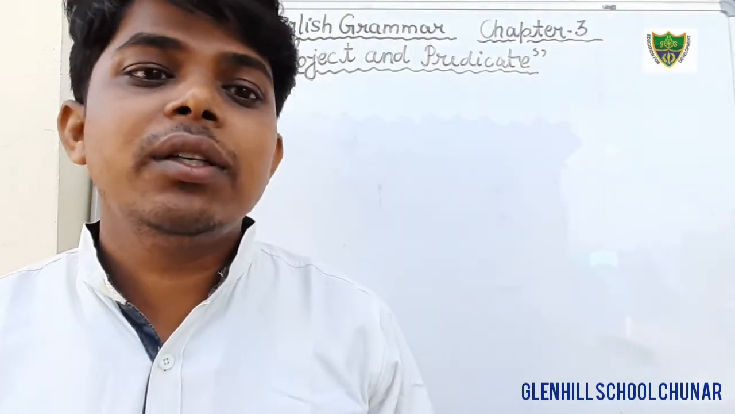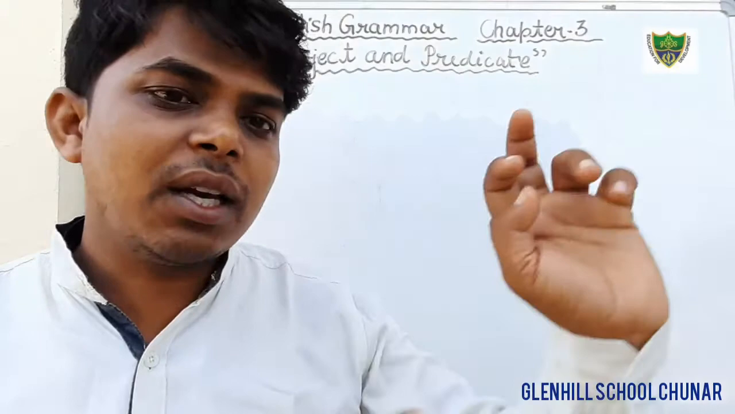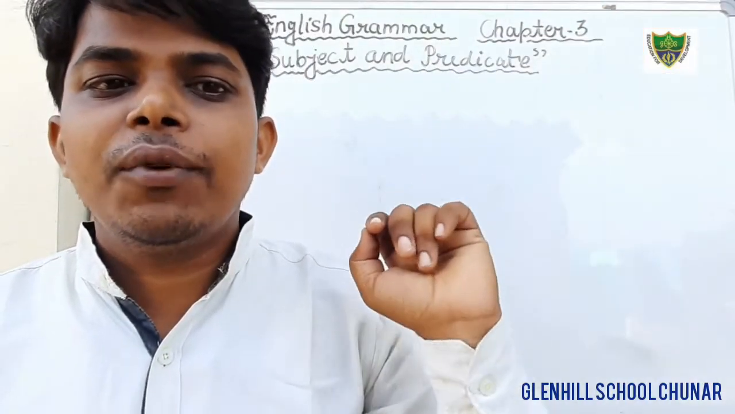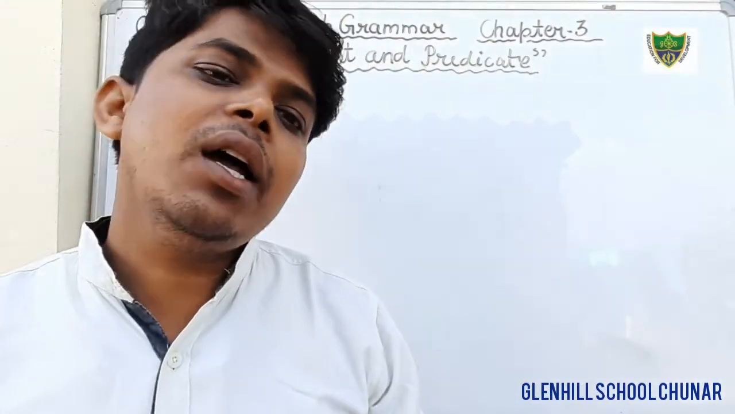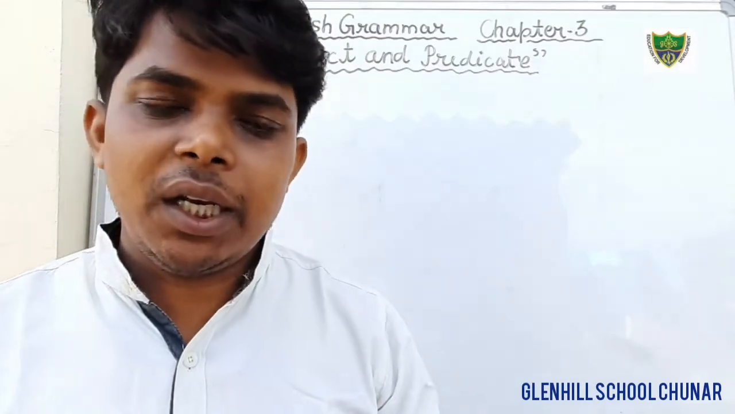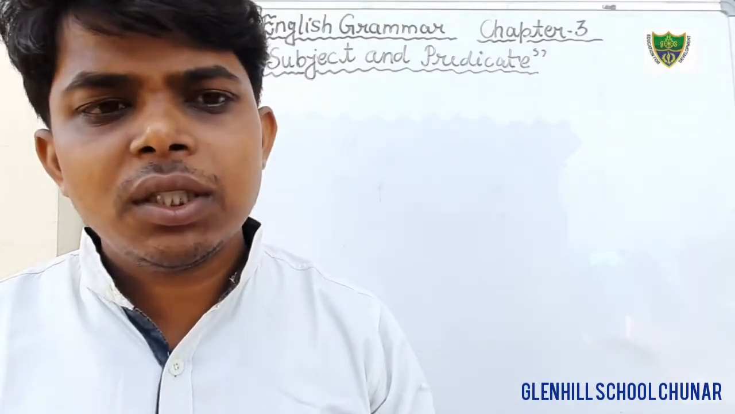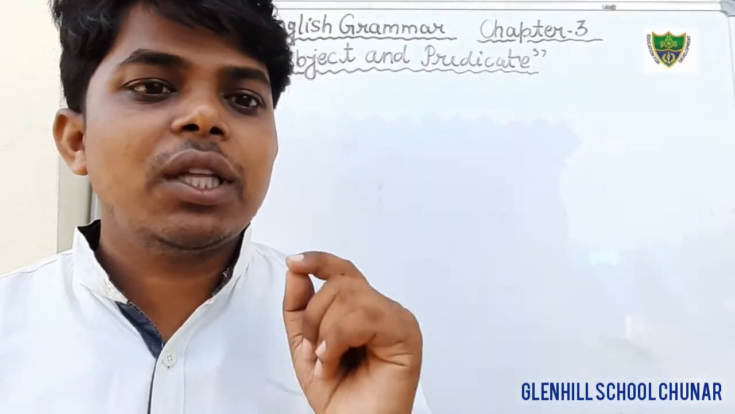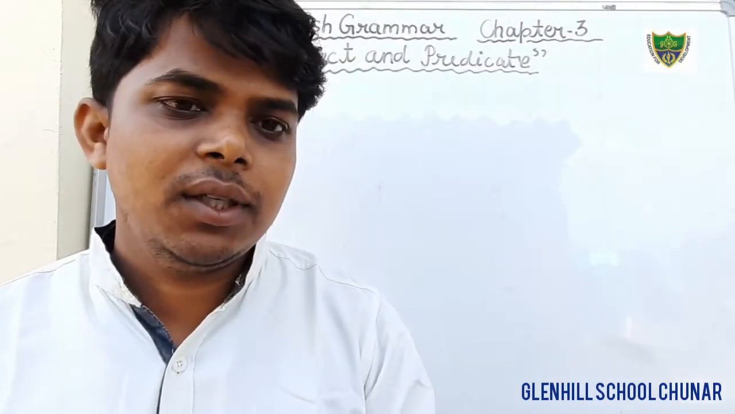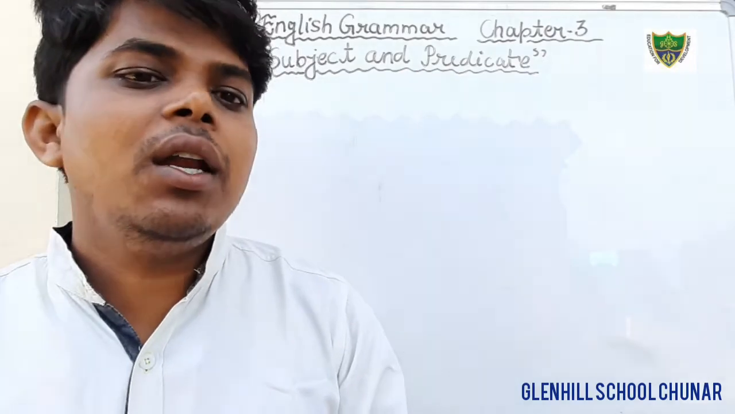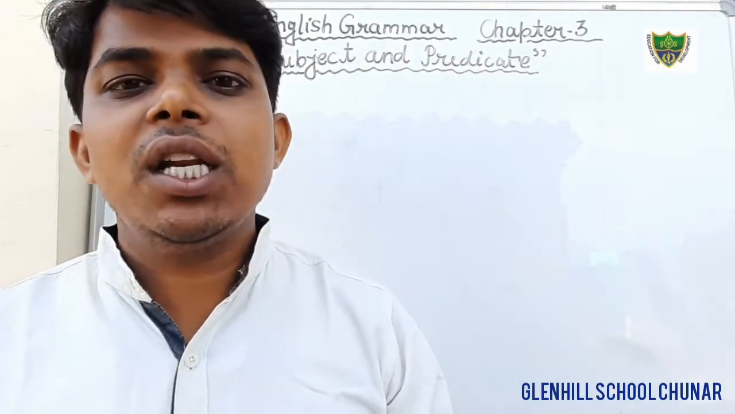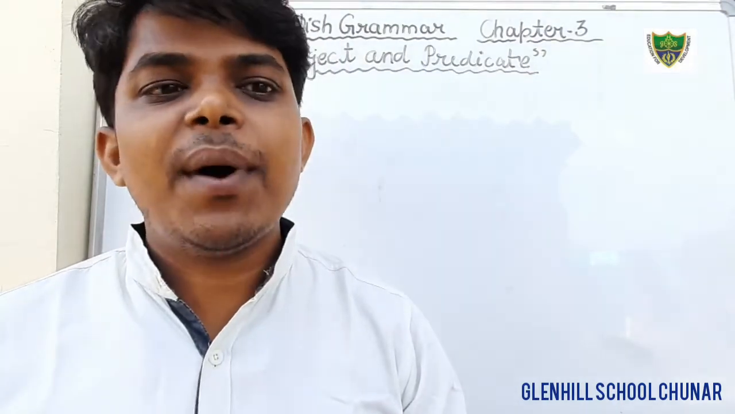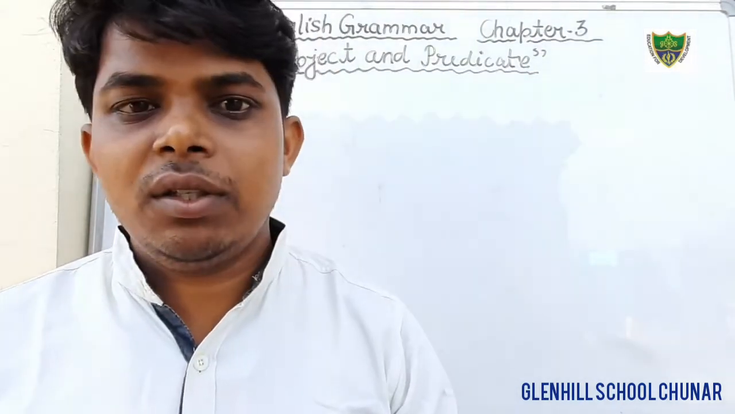Subject is a part of a sentence. I have told you there are two parts of a sentence. The first one is subject and the other one is predicate. What is subject? Subject denotes the name of a person, place, animal or thing. Okay? And what is predicate? Predicate is also a part of a sentence which tells something about the subject.